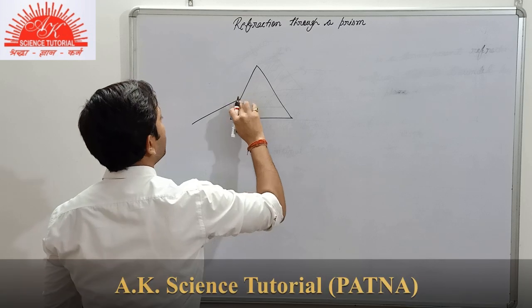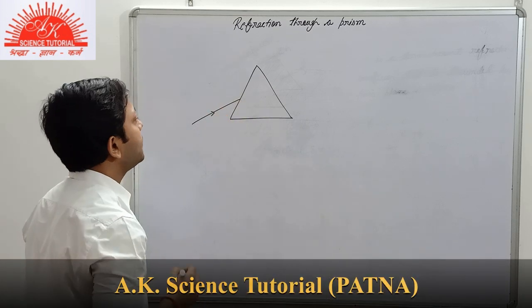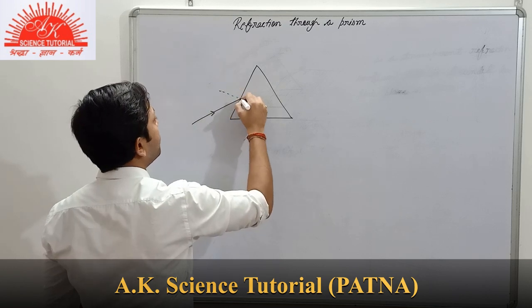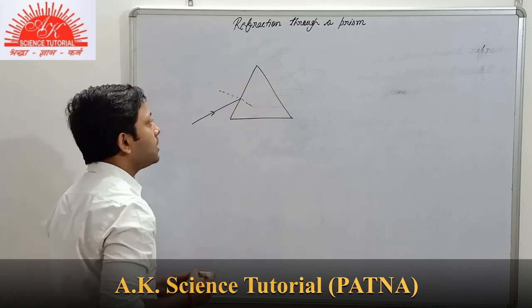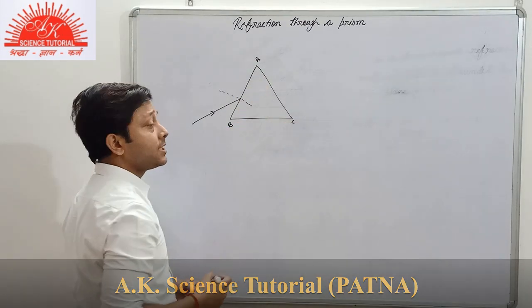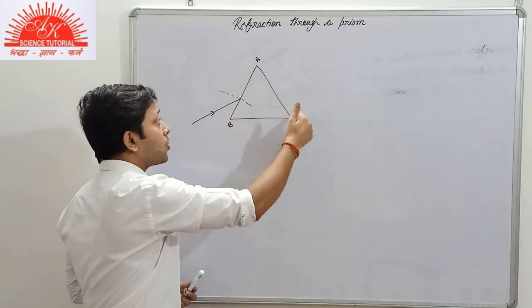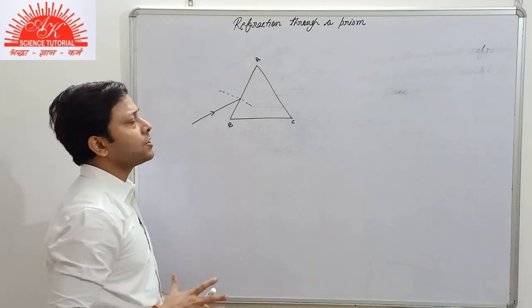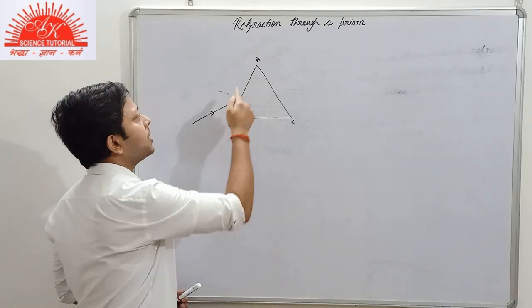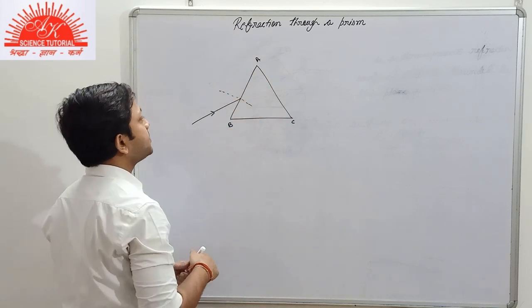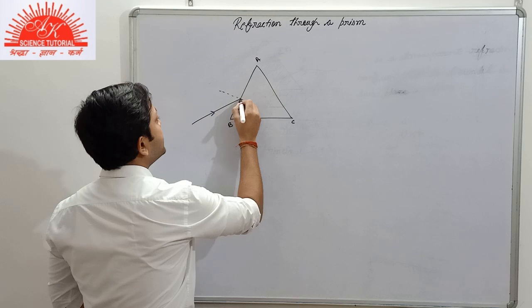We take an incident ray, and obviously this is the normal. Suppose this is the cross section, the principal section of the prism. For these derivations, we are just taking the principal section of the prism, that is ABC. Now this is the incident ray.